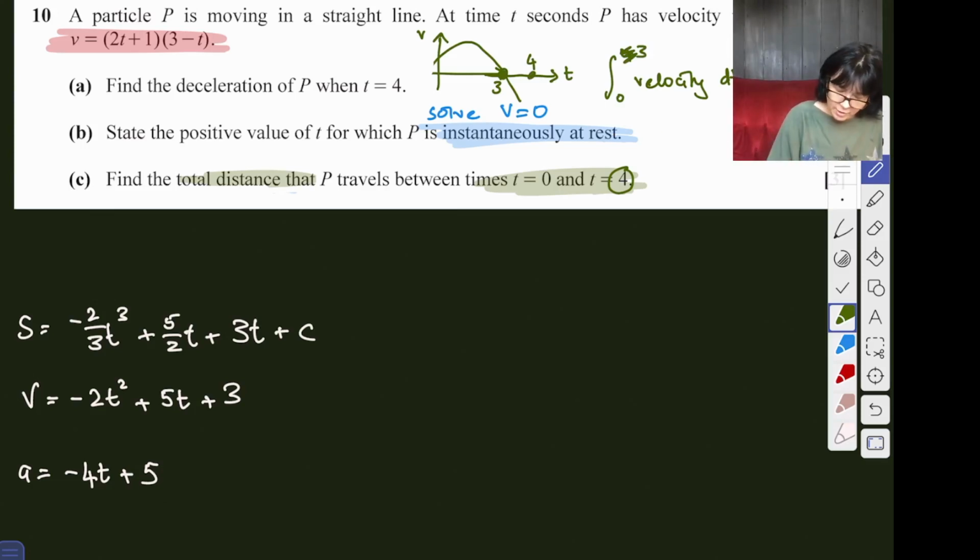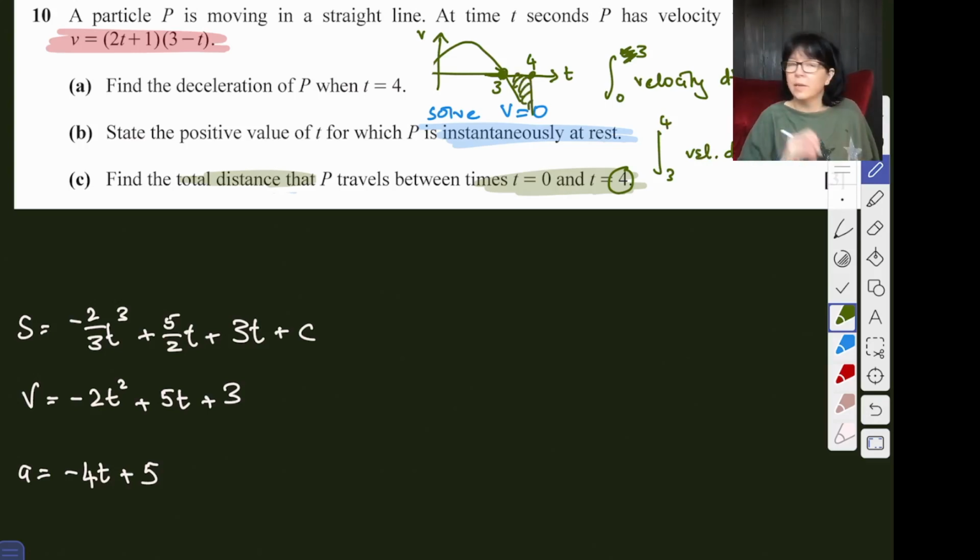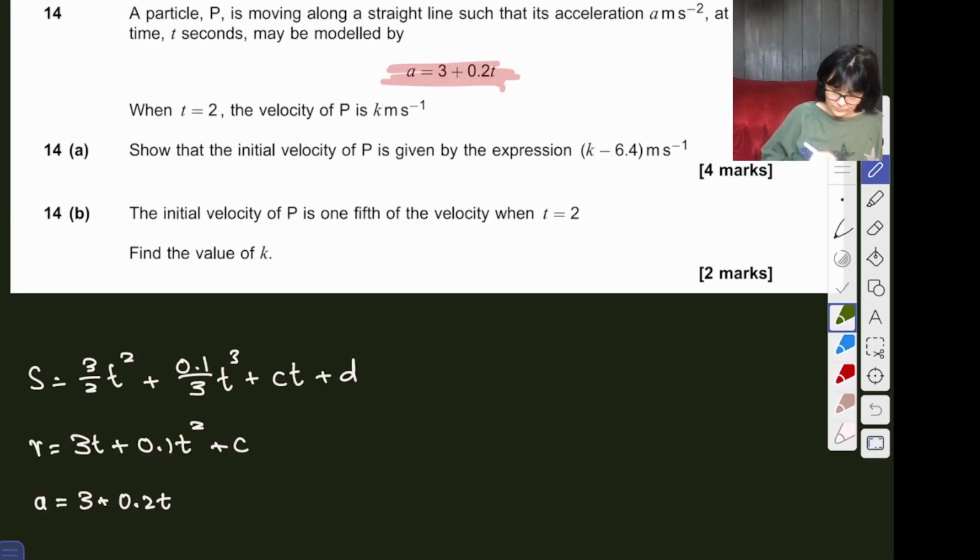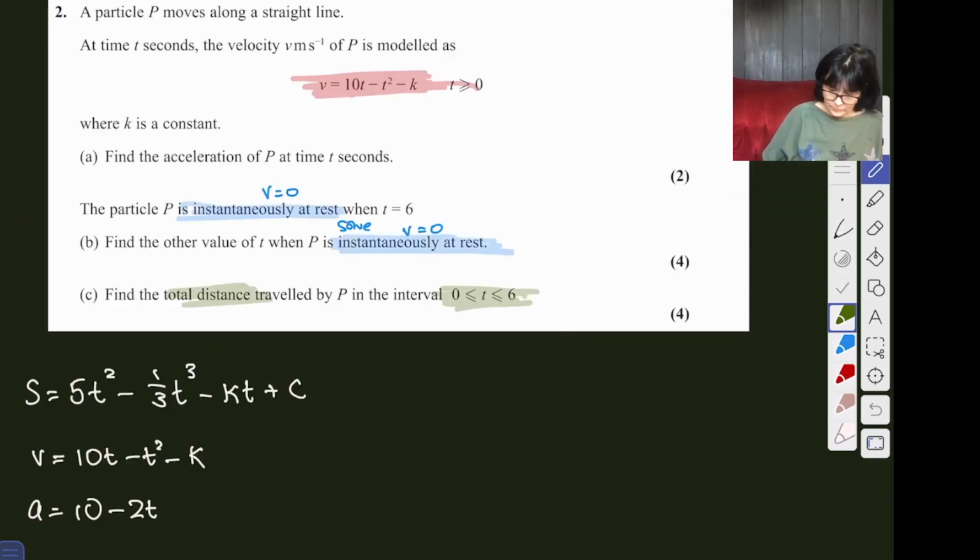Then you need to integrate from 3 to 4. The 3 to 4 bit will come out negative. You'll ignore that minus sign and add it to the bit you got when you integrated from 0 to 3, and that will be the distance. Okay. Oh, same thing. Now we're integrating from 0 to 6.